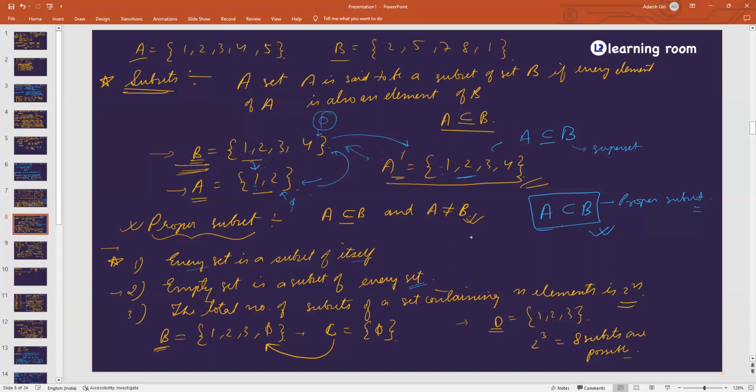Okay, we don't write that. But if they are asking you what are the elements of B, it will be 1, 2, 3, 4, and 5 that you have to include. Okay. So if I make a set C containing no elements, that will also be a subset of B, na?